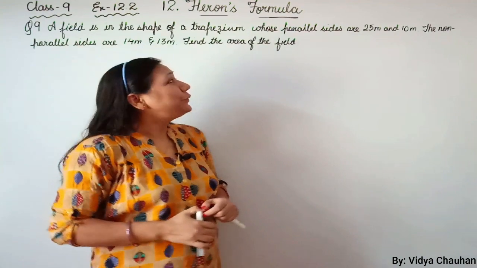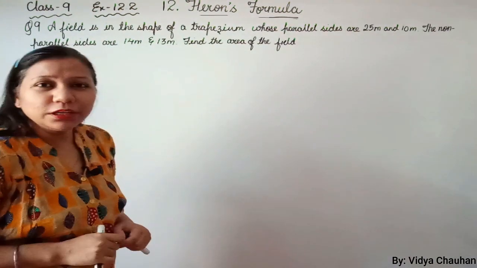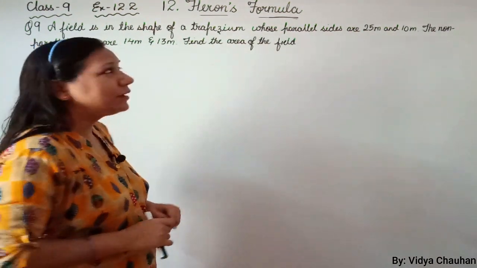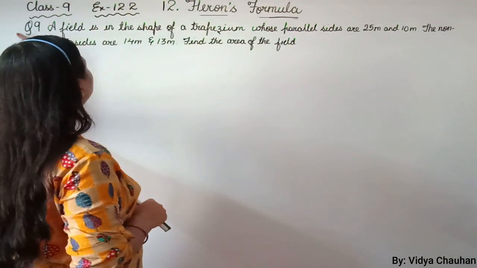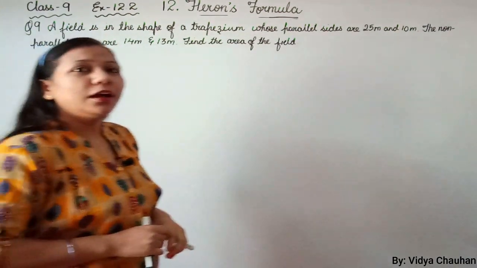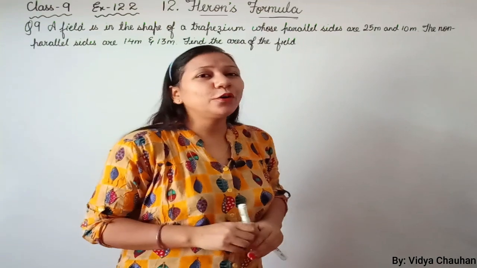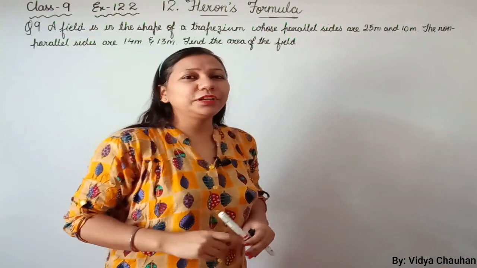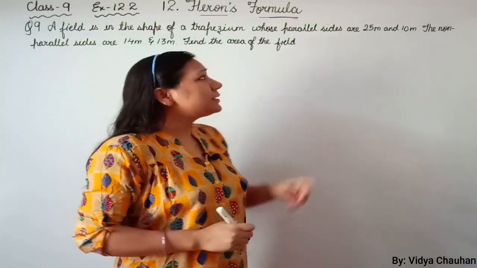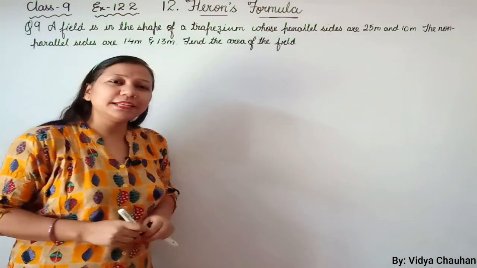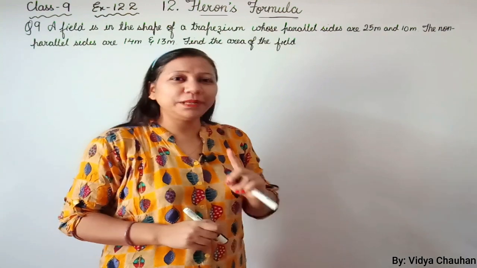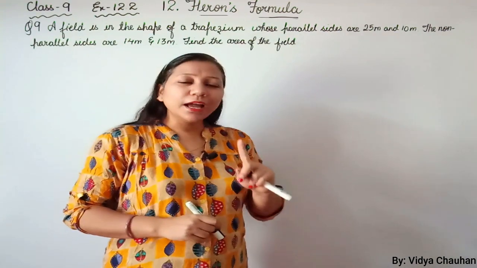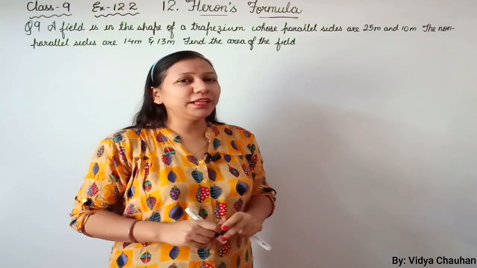And today we are going to do a very important question of Heron's formula, and that is exercise 12.2 question number 9 to find the area of a trapezium. Trapezium, which is again one of the types of quadrilateral. This is a very important question from examination point of view. So guys, please understand the concept and go through the method very carefully.